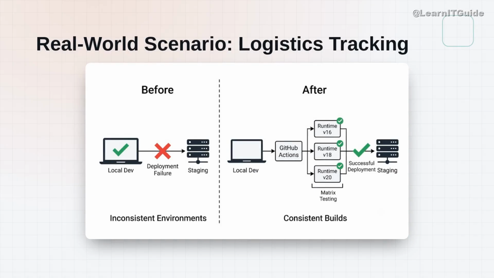Think about this. A global logistics company was losing hours every day because their staging environment was flaky. They switched to GitHub Actions. By using matrix testing, they ran their tests across 3 different versions of their runtime simultaneously. This caught platform-specific bugs before they ever hit staging. The result was a massive reduction in failed deployments and a huge boost in developer velocity.